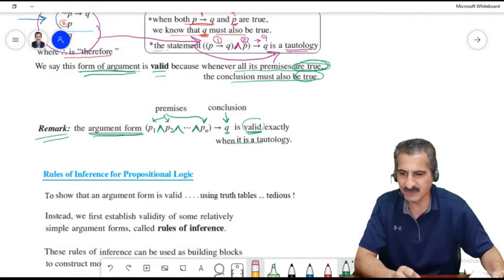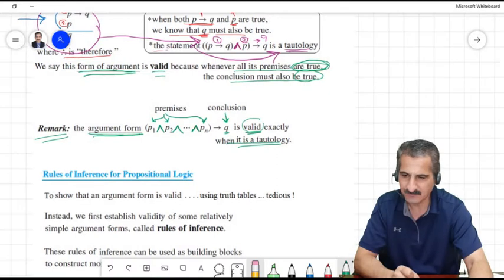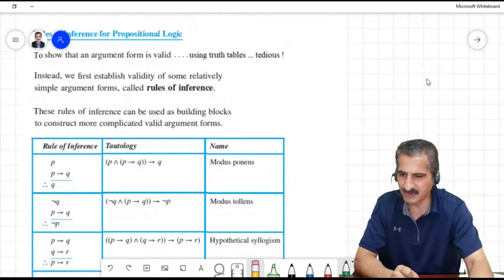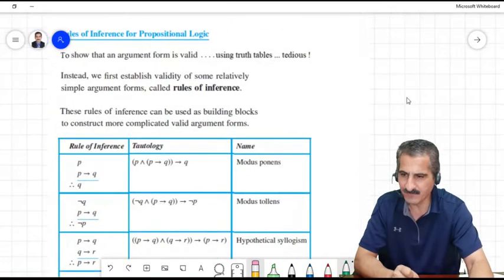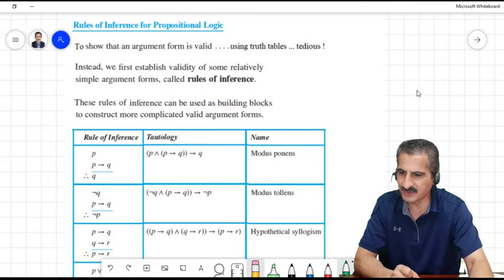Whenever this statement, this form is a tautology. Okay. So things will become more clear if we keep going. Okay. Rules of inference for propositional logic.